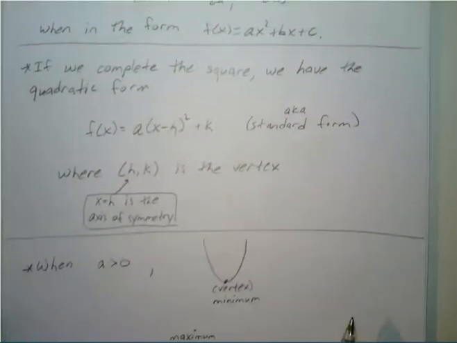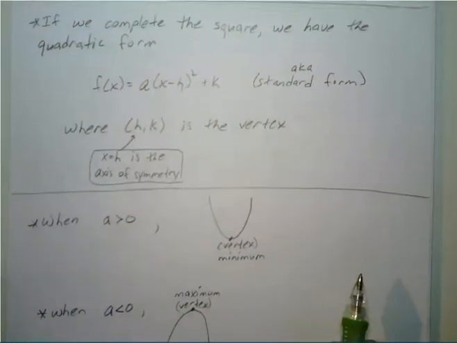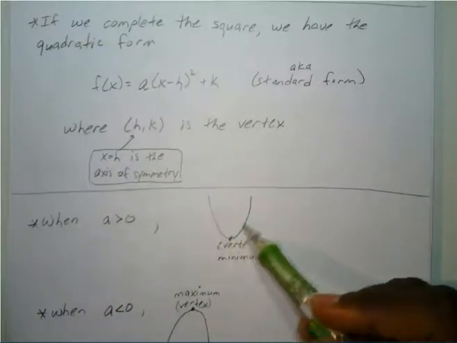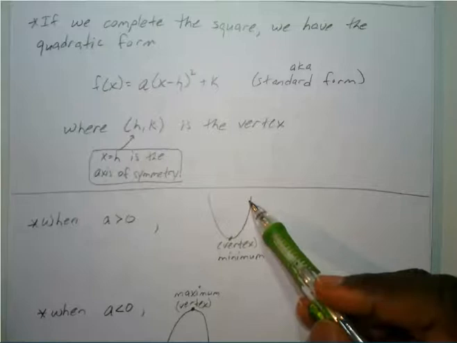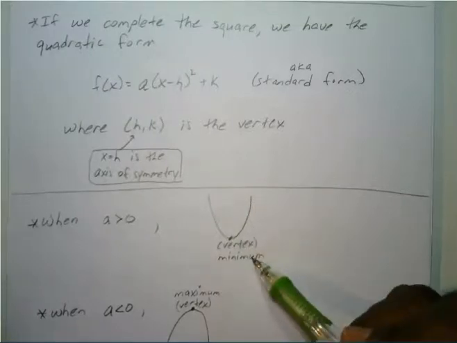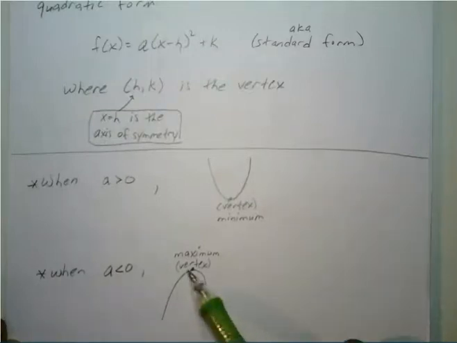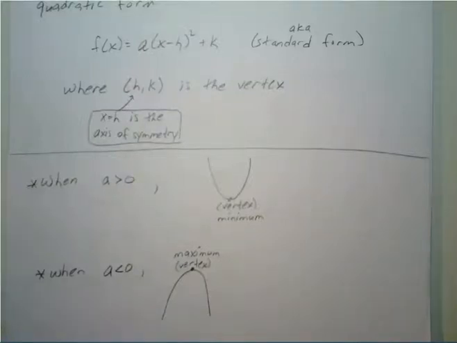Okay, so once again, the things that don't change: when a is greater than 0, our graph will open upward, and our vertex will be our minimum. And we know that when a is less than 0, our graph will open downward, and our vertex will be our maximum. That's the same no matter which form it's in. All right, now we're going to look at how to convert from one to the other. But first, we're going to take a quick glance at the proof.